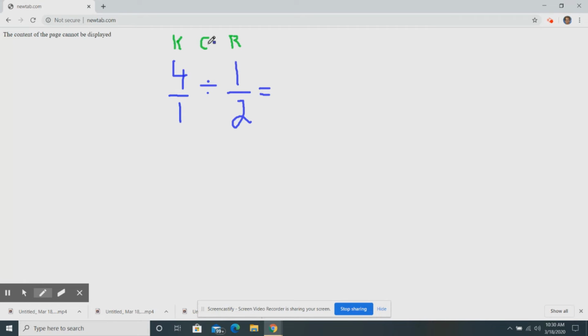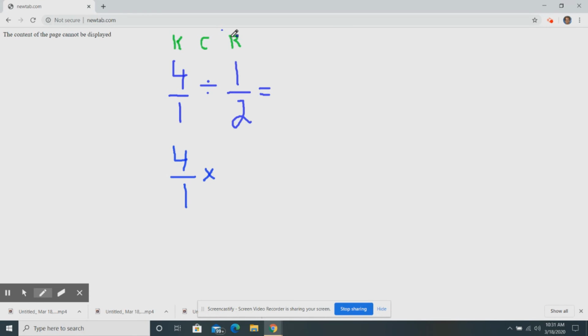Then I'm going to follow my KCR steps. So I have the letters above the parts that they affect. They apply to what they're above. For example, the K applies to the 4/1. The C applies to the divide, and the R applies to the 1/2. K stands for keep. That means the 4/1, we're going to keep it. Don't change it. So I'm going to go ahead and rewrite the 4/1 on a new problem. And that's the other thing I do recommend, to rewrite the problem. So keep the 4/1. C stands for change. That means to change this divide to a multiply.